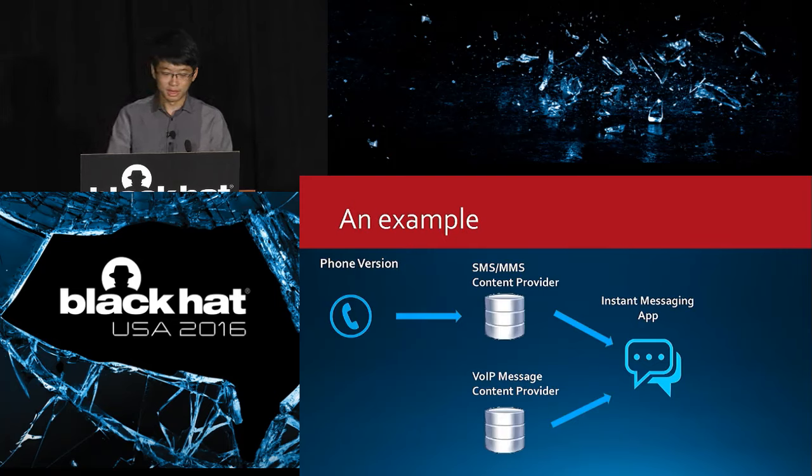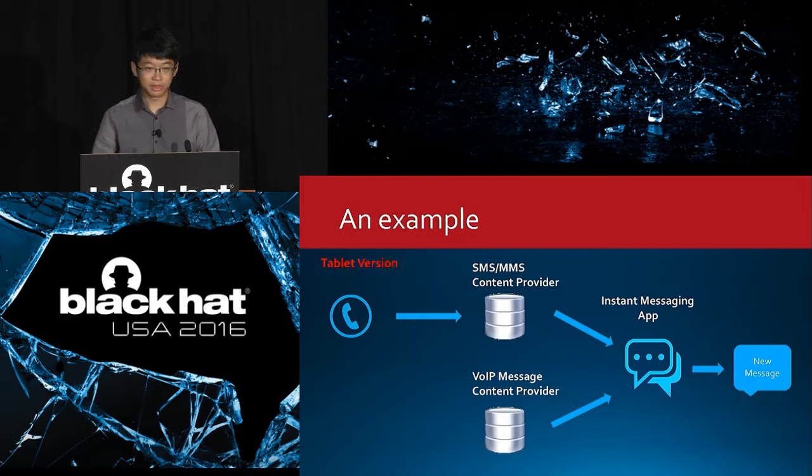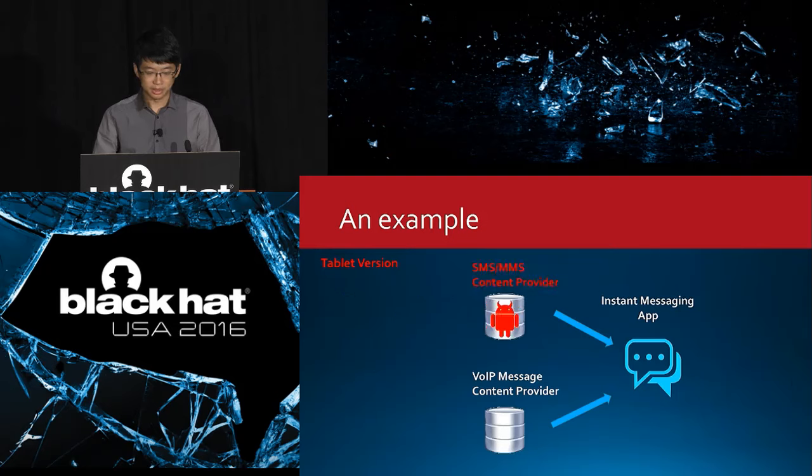Okay, here's an example. This is an abstract process of using an instant messaging app on a phone. There are SMS and MMS, also a VIP content provider. When an SMS is received, it'll be saved to the SMS content provider and broadcast to the instant messaging app, which will retrieve the content from the provider and display it to the user. However, on a tablet version, the telephony service and content providers are removed. The attributes of these content providers become hanging. Therefore, a malicious app could claim to be the missing content provider and inject fake messages to the instant messaging app, as well as get replies from the user.